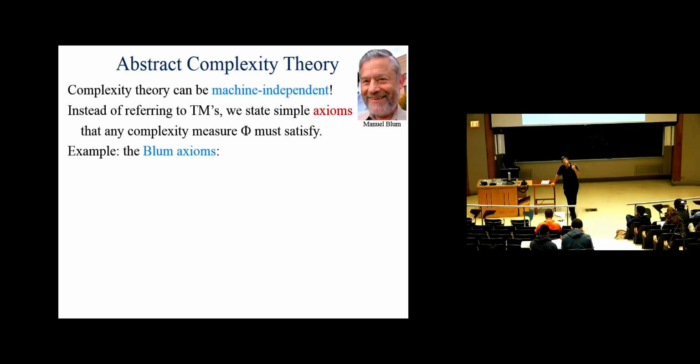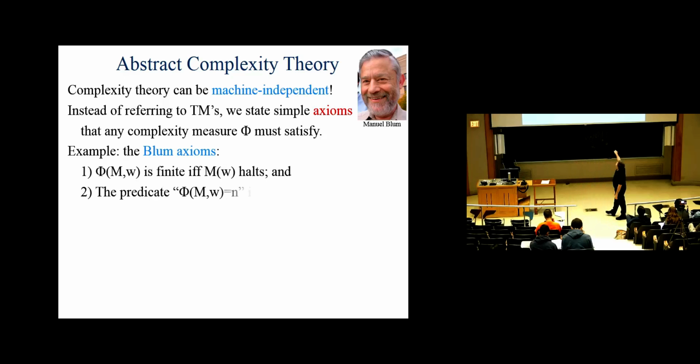And sometimes these other resources are more important than space and time, like power and cost. But he showed that any resource that satisfies these two axioms behaves just like space and time and gives rise immediately to all these other theorems. And these two axioms are very simple. The complexity measure, you can call it phi or some other letter, it doesn't matter.